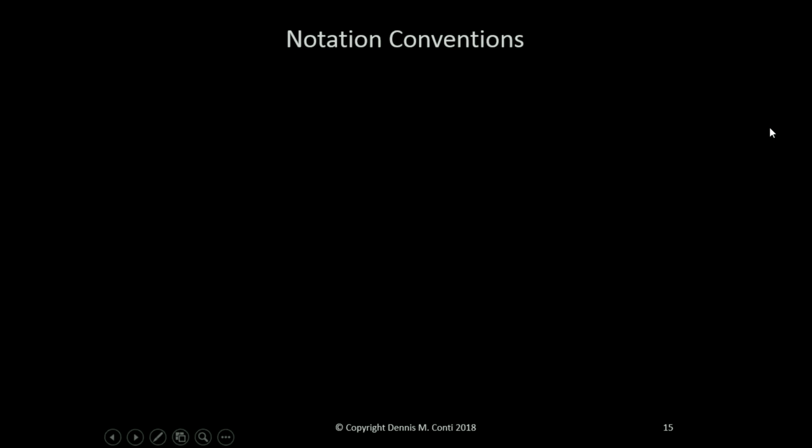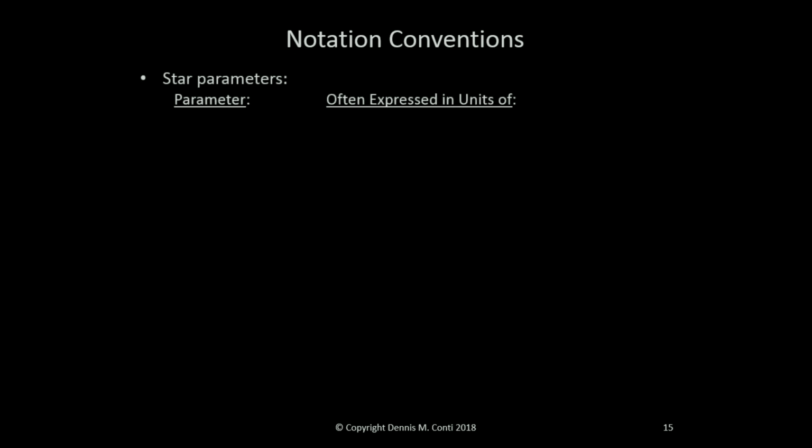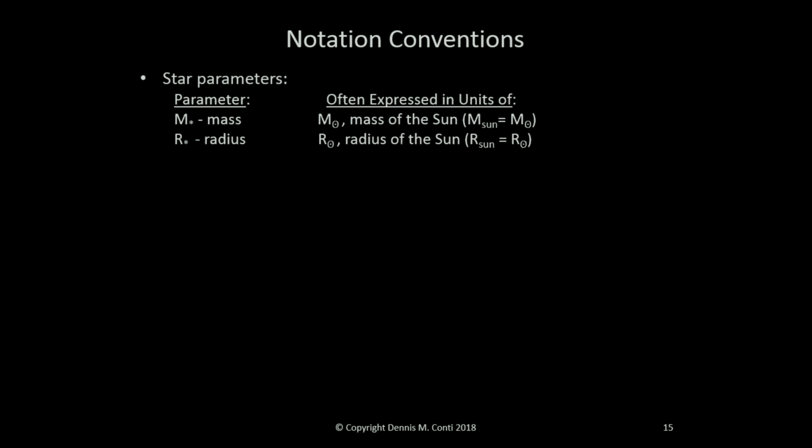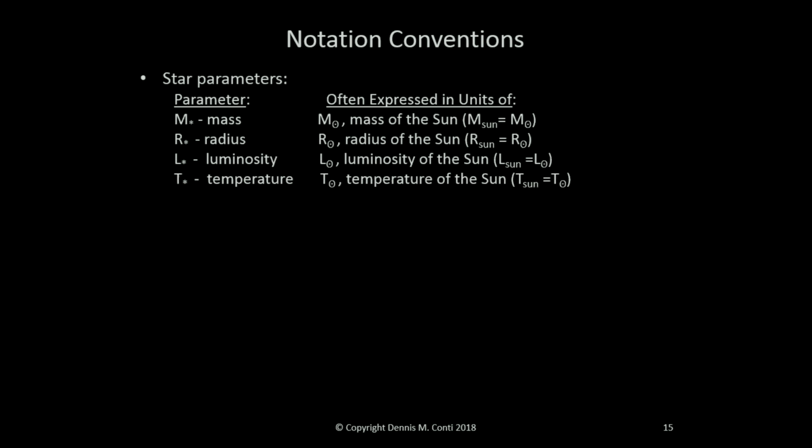So first of all, regarding the different properties of a star, these are often expressed not in absolute terms, but rather in units relative to the corresponding values of our sun. So for example, M star, the mass of a star, is often expressed in units of the mass of our sun, radius of a star in units relative to the radius of our sun. Luminosity of a star is often expressed in units relative to the luminosity of our sun. And finally, temperature is often expressed in units of the temperature of our sun.